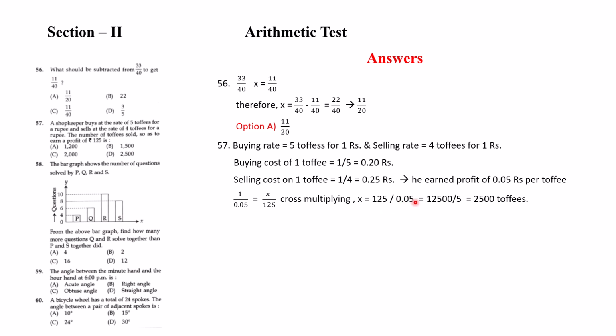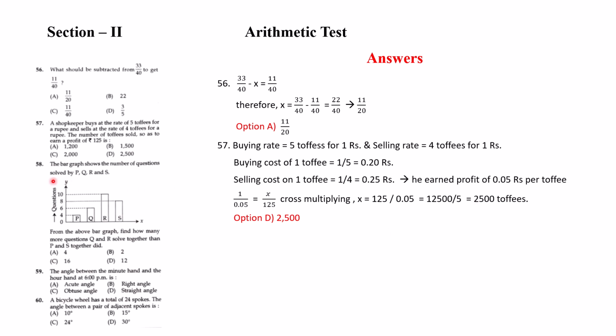Shifting the decimal by two positions, I'll put two zeros in the numerator. That would be 12500 divided by 5, which would give me 2500 toffees. Therefore, when he sells 2500 toffees, he would be able to make 125 rupees profit. Therefore, the correct answer for this question would be option D, 2500.